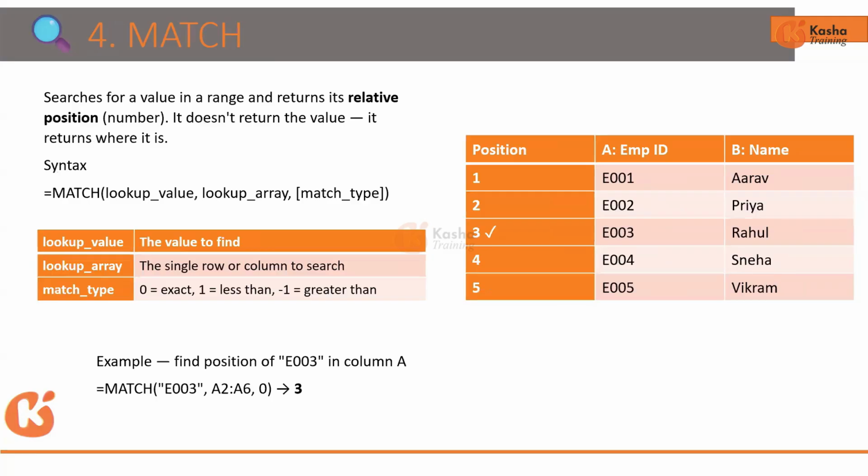Now there is MATCH. So let's understand what MATCH is. MATCH searches for a value in a range and returns its relative position. So it searches for the value and returns its relative position. For example, you can see find the position of E003, which is an employee here, in column A. So what you do is you give MATCH, then you search for your E003, then you give your range, and then you give 0. So you can see it is giving a value of 3.